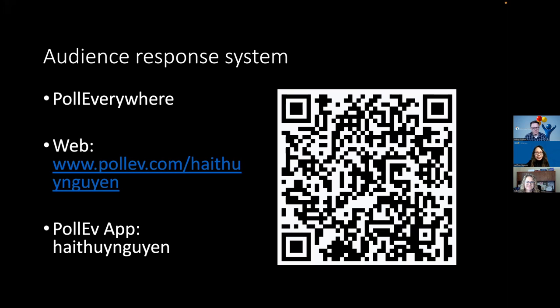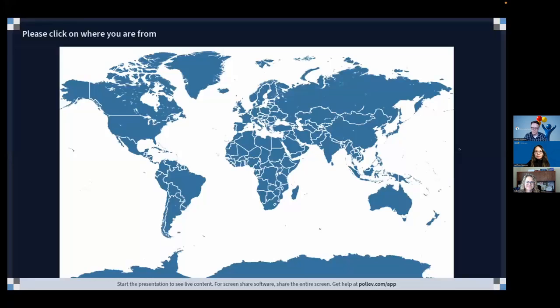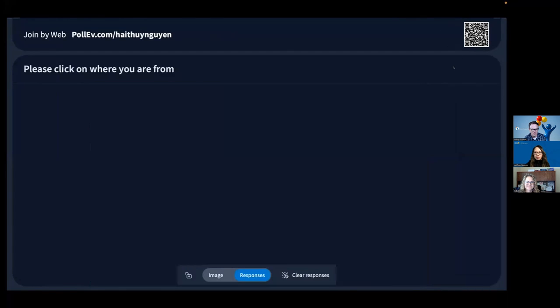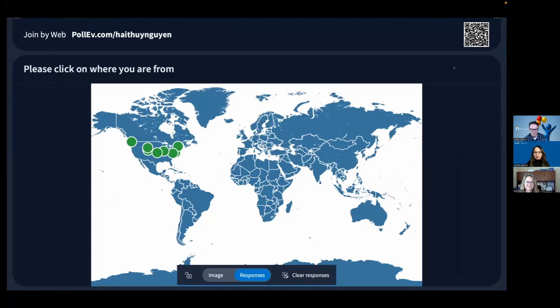Hopefully everyone has gotten a chance to grab that QR code. And of course, if you have the app itself, you just put in my name and it should bring you to the polling page. This is just an icebreaker to get people started on the audience response system. I think there's a QR code that should also be projecting in the upper right hand corner.